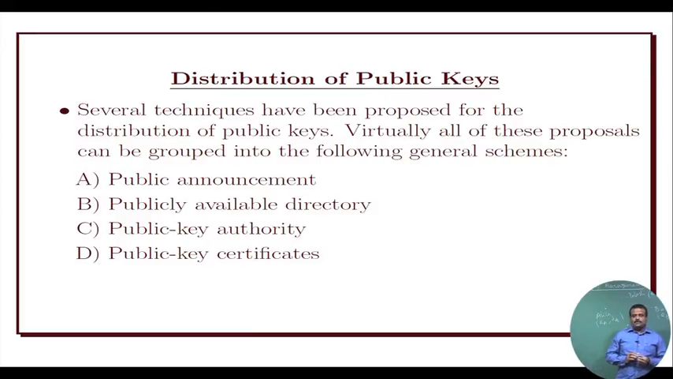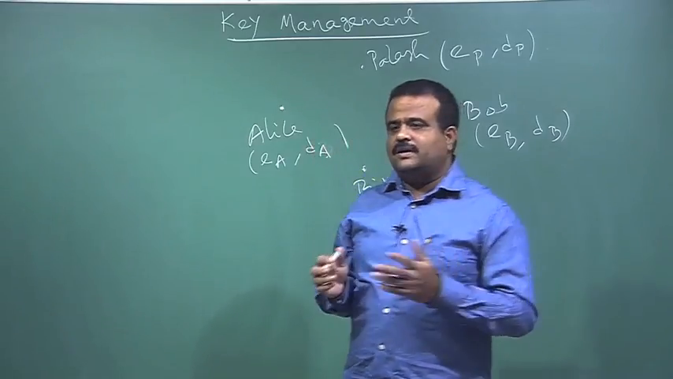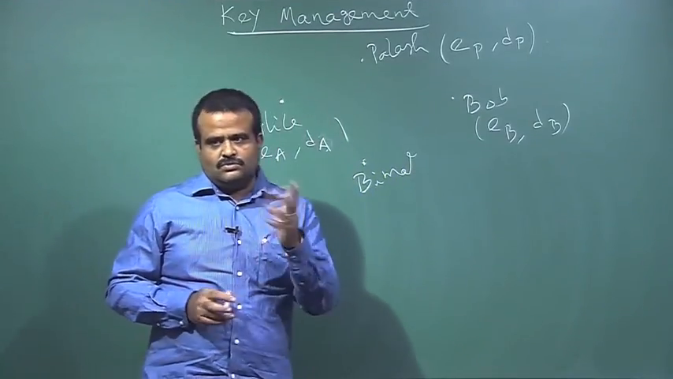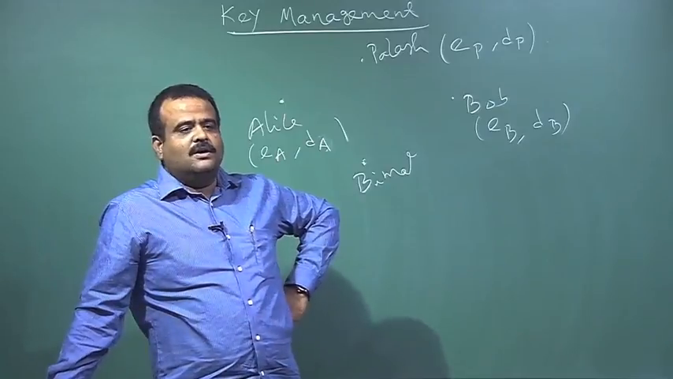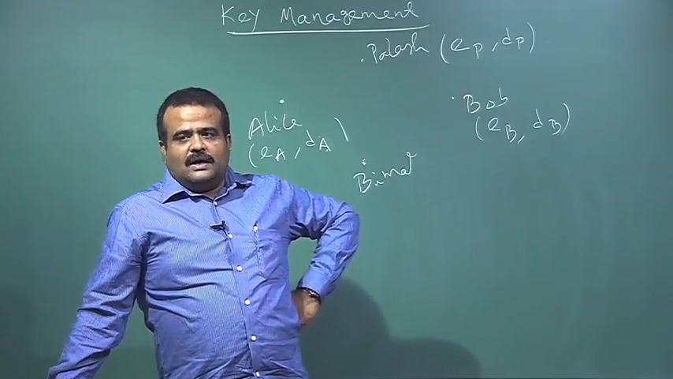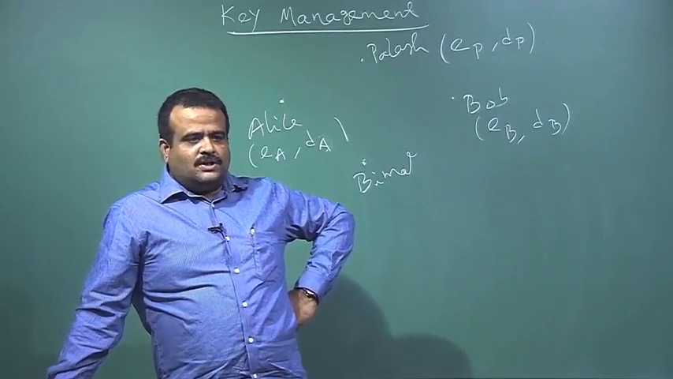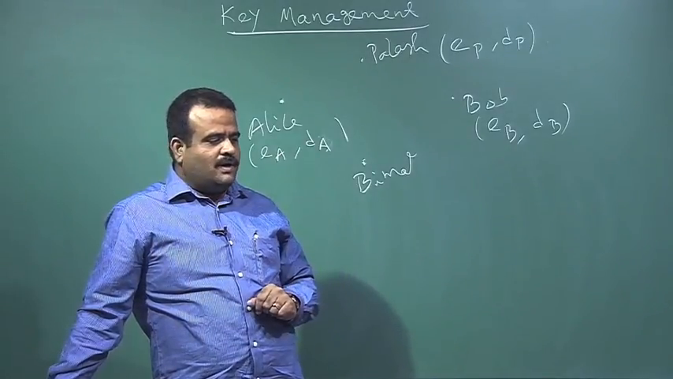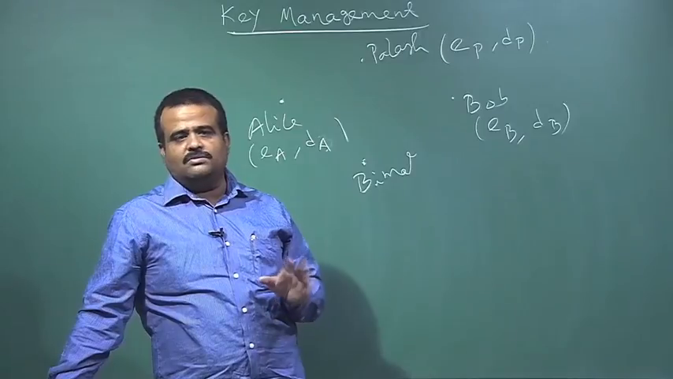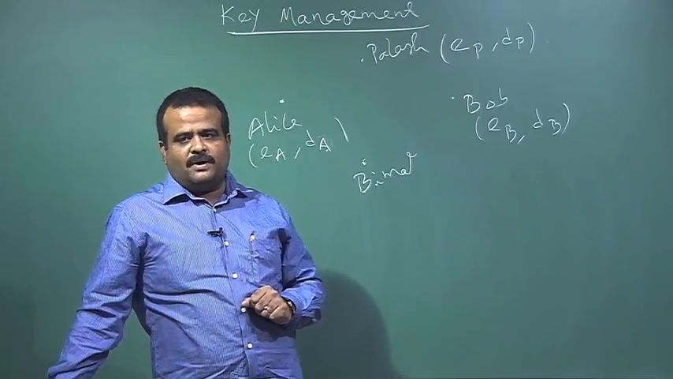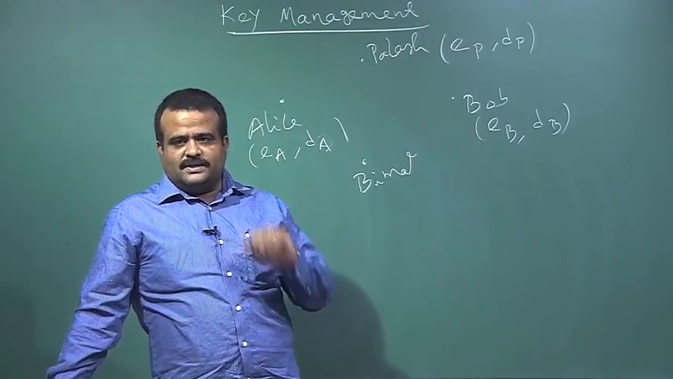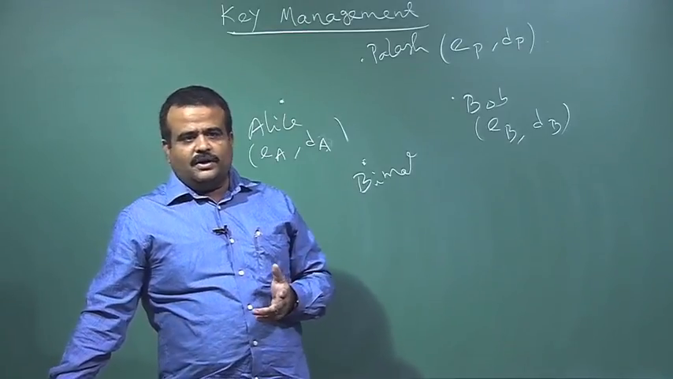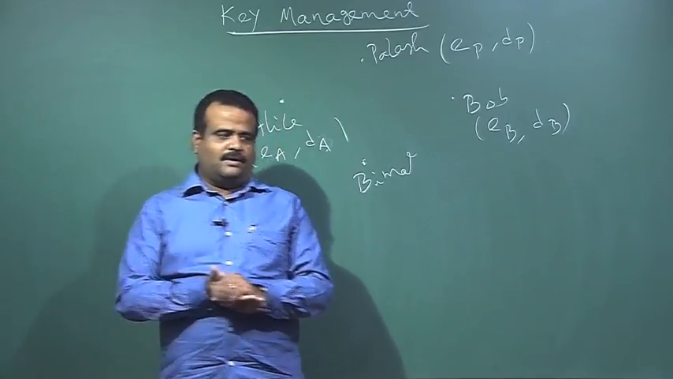And the public key authority. So if we keep the directory so public, then anybody can go there and make changes in that public key. So that will create some problem for the communication. So for that we can have a third party, which is the public key authority, and we can ask this third party to maintain this directory. So some sort of trusted authority, a trusted third party will be there.